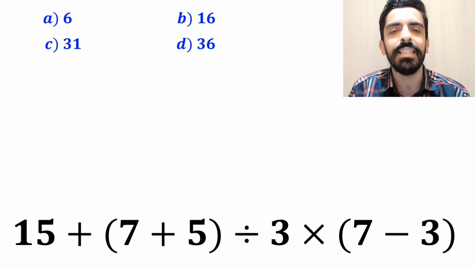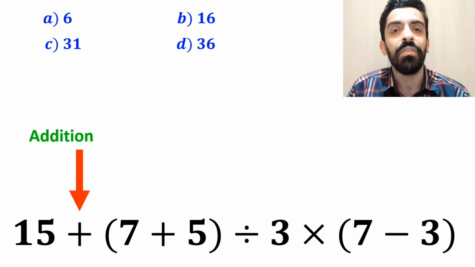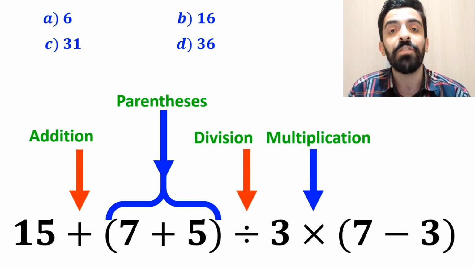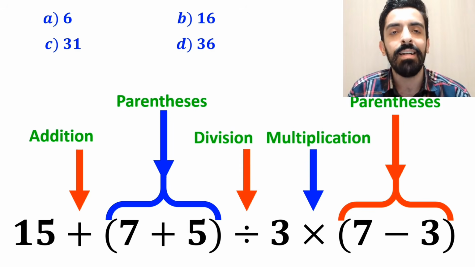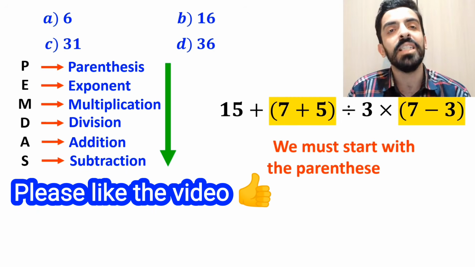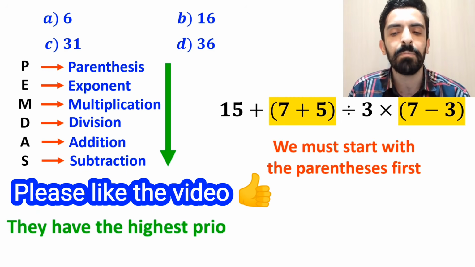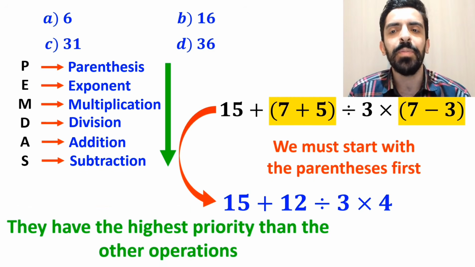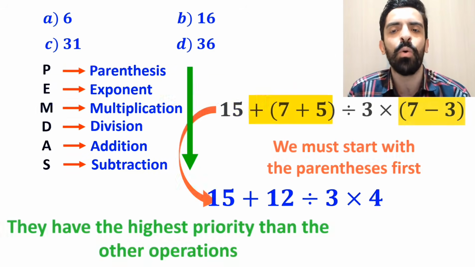Okay, as you can see in the image, in this expression, first we have an addition sign, then parentheses, followed by a division sign. After that, we have a multiplication, and finally another parentheses. We must start with the parentheses first, because they have the highest priority among the other operations. So, this expression simplifies to 15 + 12 ÷ 3 × 4.